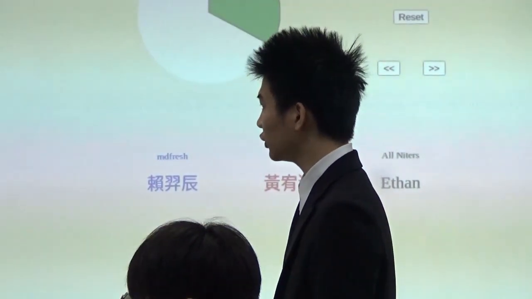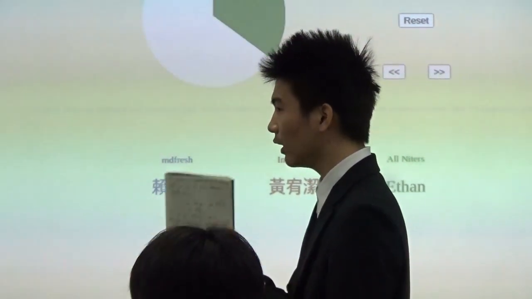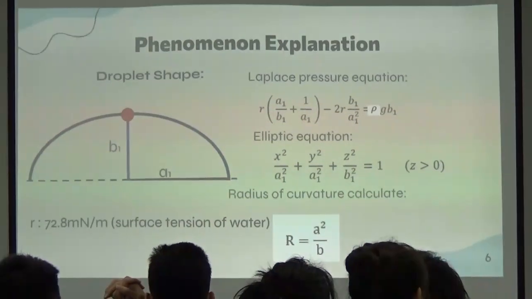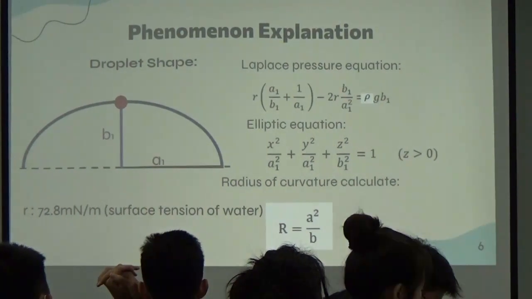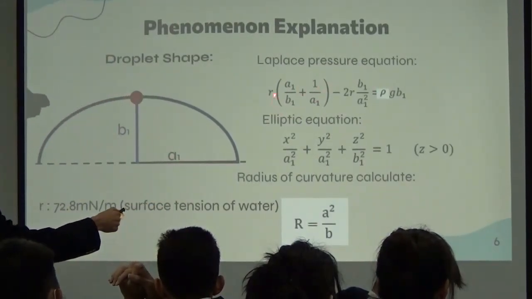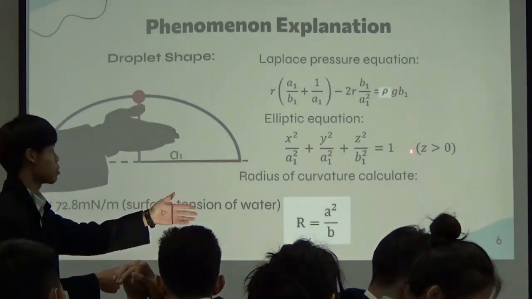Okay. Could you go to your elliptical assumption from your Laplace pressure equation? Could you go to the part where you use the elliptical model? How do you go from the Laplace pressure equation to the elliptical equation? Okay, so first we use the Laplace pressure equation to calculate the theoretical A1 and B1, and then we use the A1 and B1 to calculate.